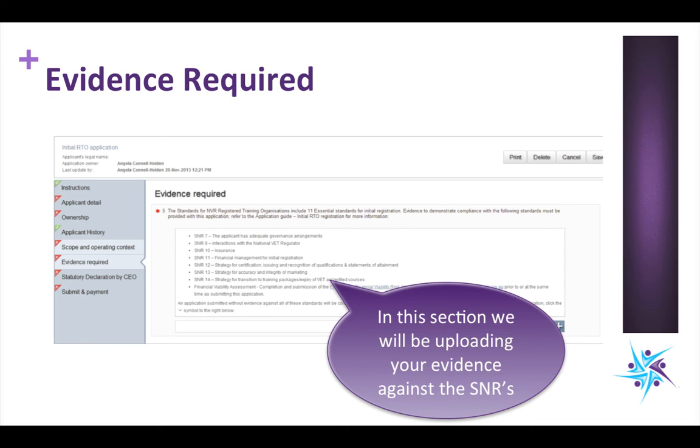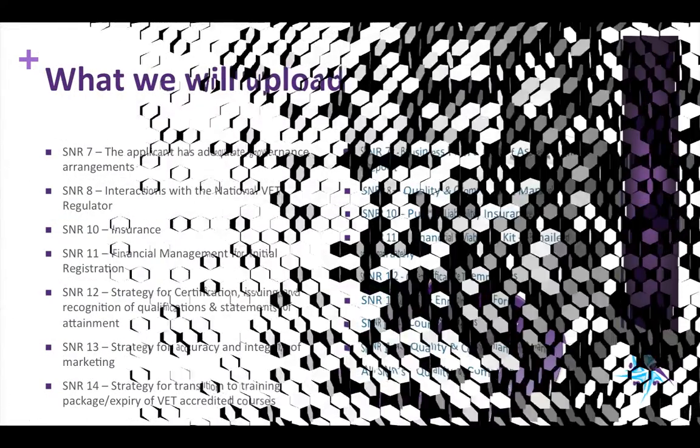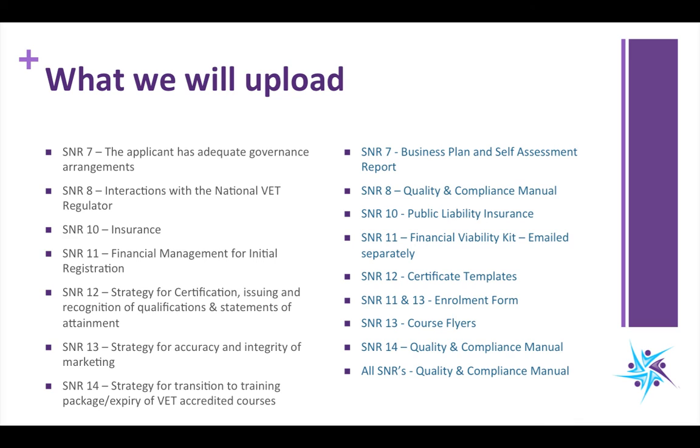So this is the page that we'll be completing where we'll be actually uploading all of your documents. So you'll see here there's actually a section where we can upload all of your documents against each of those SNRs. So now that you've done all of this work, we will be uploading your application. So what we'll be uploading against each of those SNRs. So SNR 7 will be uploading your business plan, which we will be providing you with a business plan template, and your self-assessment report.